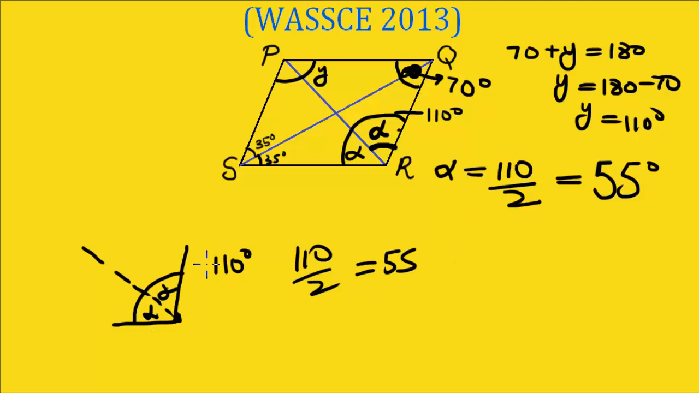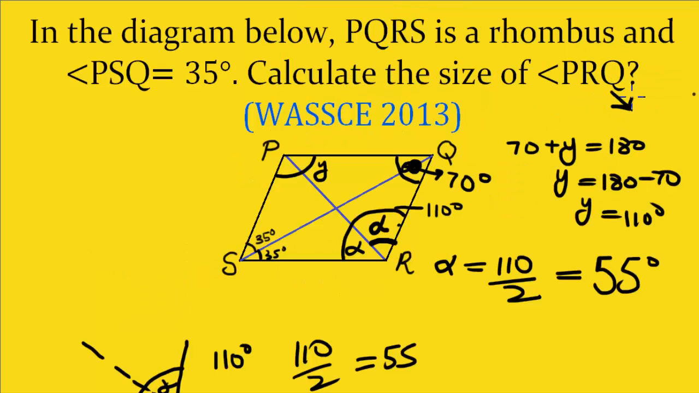We knew the whole angle is 110 degrees using the properties we just learned. And we know that the diagonal divides the whole angle into two parts. And then we're asked to find the value of one of the parts. Well, one of the parts is half of the whole angle, which is half of 110 degrees. So that's very easy. And that's the solution to the problem. So the angle asked for, which is PRQ, this PRQ here is 55 degrees.